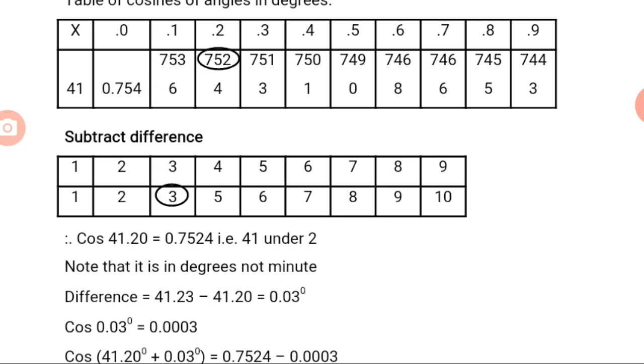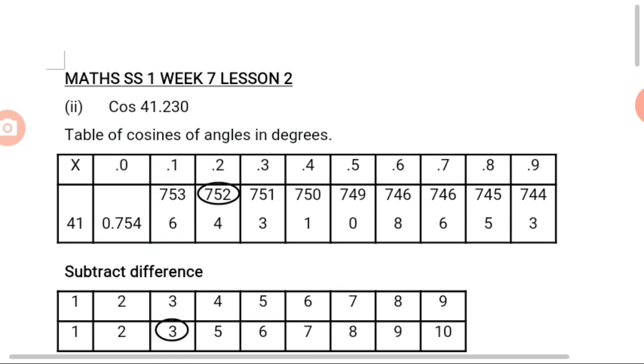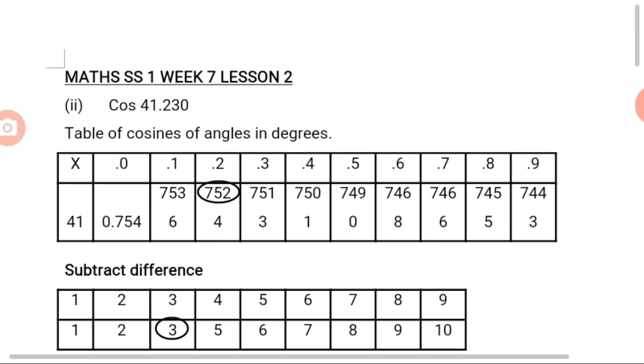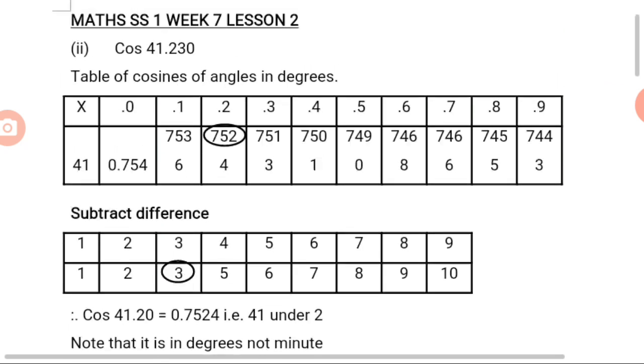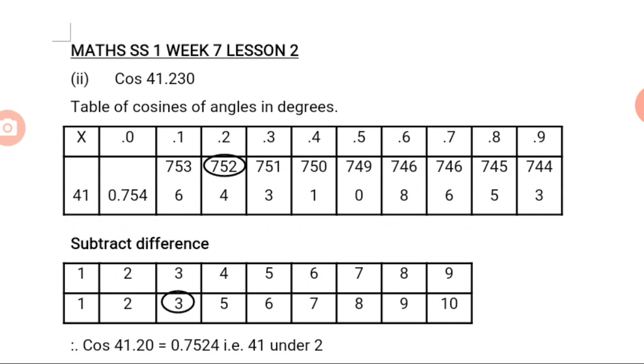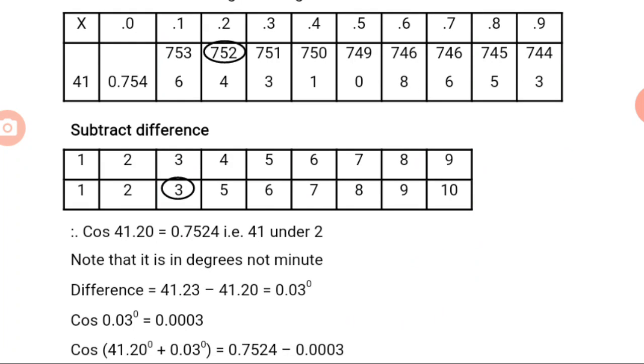So we are going to look at cos 41.20 because it's the one that is closest to cos 41.23 degrees. So under 41 under 2, we look at 41 under 2, and it will give us 0.752. Is that clear? So that is 41 under 2. Note that it is in degrees, not minutes.